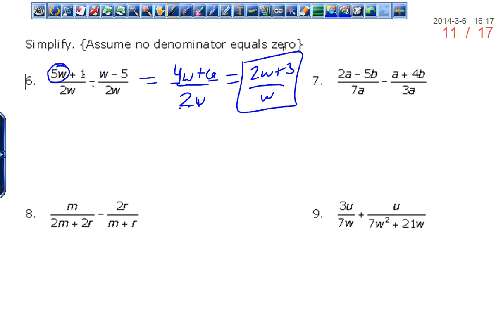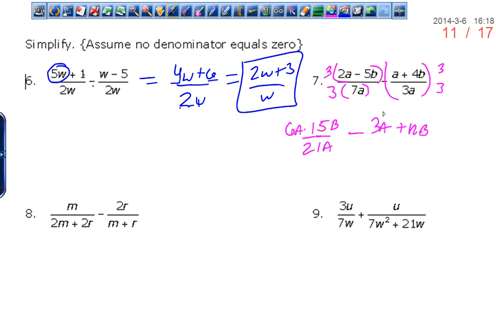Okay? Anytime they don't have a common denominator, we have to find it. So common denominator here is going to be 21a. So 21a is our common denominator. That means I'm going to multiply by 3 on top here and on bottom. 3 on top here, 3 on bottom. So I get 6a minus 15b minus 3a. Let's see, that's plus 12b. And I put myself in parentheses just because I know that I'm going to be subtracting and doing all that.